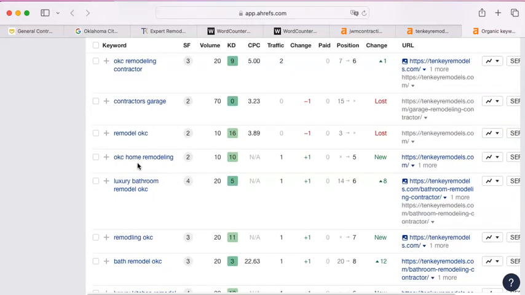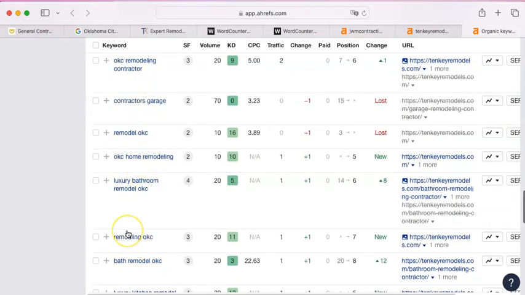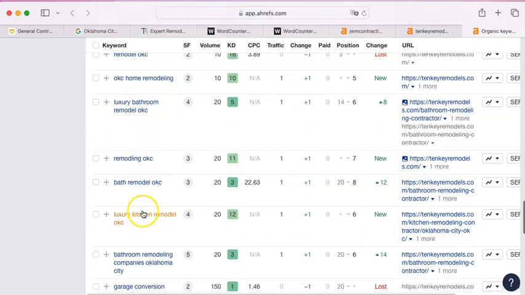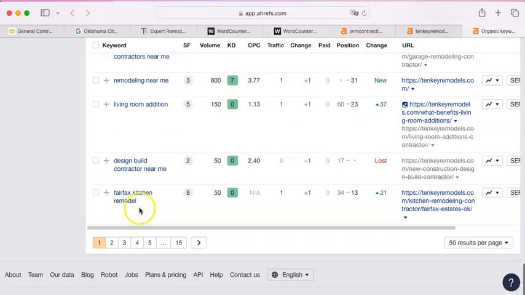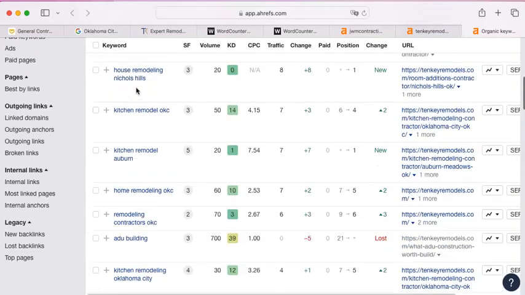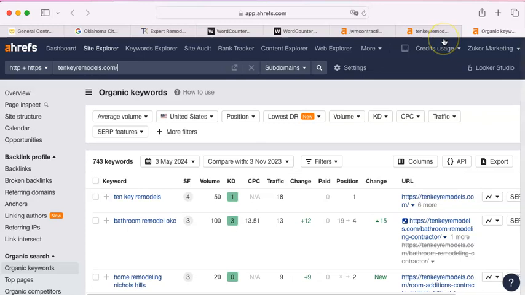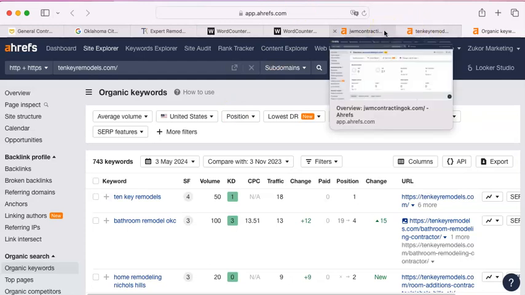Now, if I go down further, you can see contractor's garage, luxury bathroom. These are all the sorts of phrases that are getting people to come to this website. Fairfax kitchen remodel. Design build contractors near me. Now they have another 14 pages of this. Now if they're good enough for them, they're good enough for you for sure. So that's what the value of this thing is. Then a way to integrate these little phrases organically into your site is exactly what you would be hoping for in order to improve your standing in the Google search page.